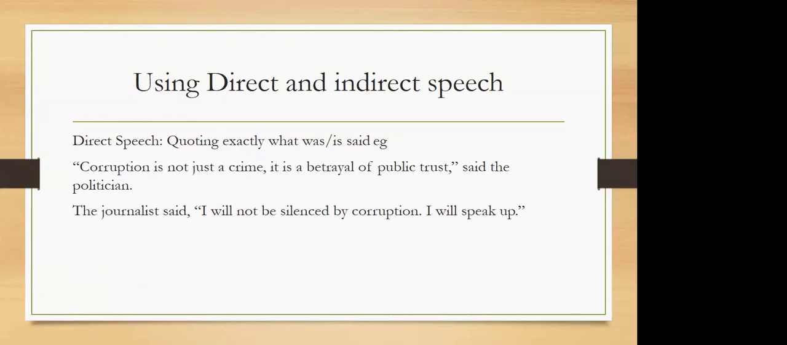Thank you very much. Isaac, be the one to read for us what we have on this slide. Using direct and indirect speech. Direct speech, quoting exactly what was or is said. For example, "Corruption is not just a crime, it is a betrayal of public trust," said the politician. The journalist said, "I will not be silenced by corruption. I will speak up." Thank you very much, Isaac.